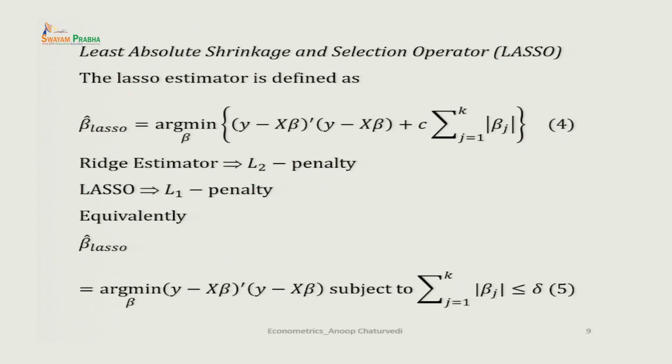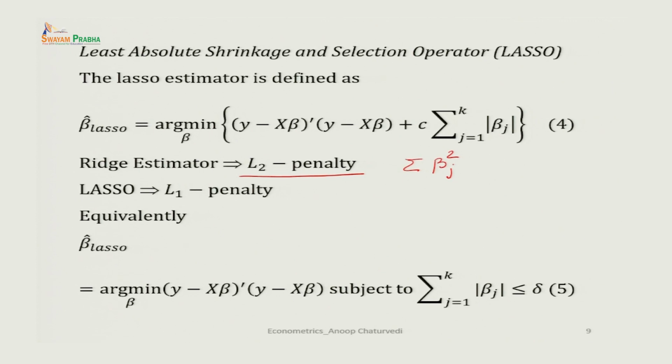Now, in defining the ridge regression estimator, we have minimized the residual sum of squares, and we have also incorporated a penalty term in the residual sum of squares, which is c times beta transpose beta, or c times summation beta_j square. So, actually you have an L2 penalty in the ridge regression estimator. This was your L2 penalty.